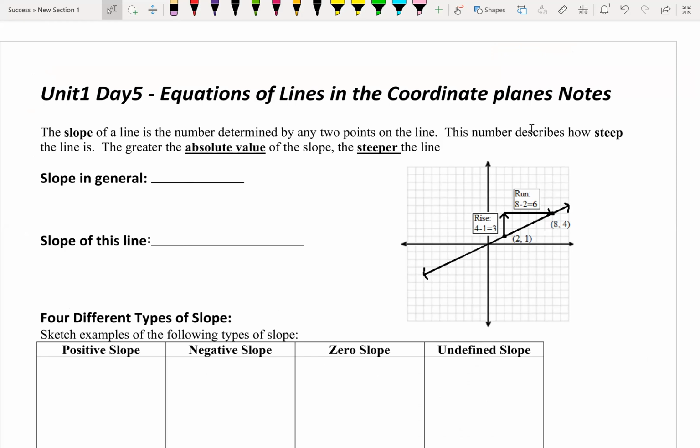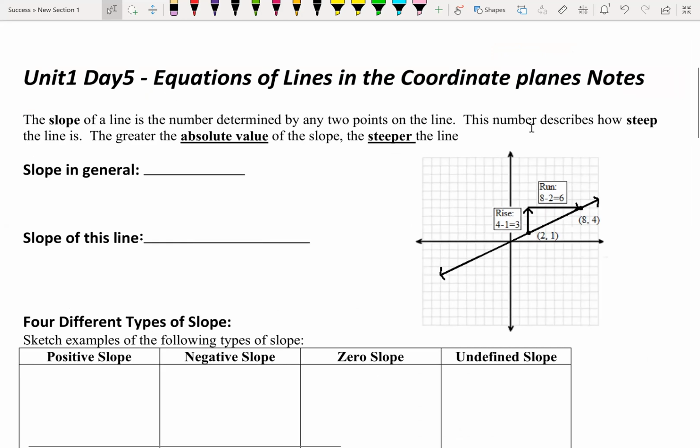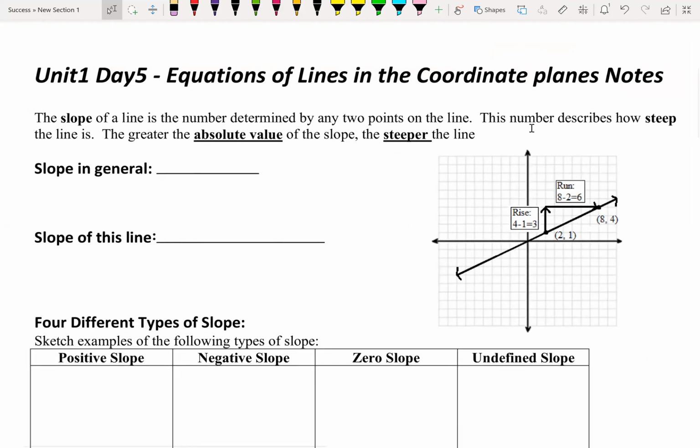So first, let's talk about things that we might already know. The slope. If I'm looking at the slope of a line, it's the number determined by any 2 points on the line. This number describes how steep the line is. The greater the absolute value of the slope, the steeper the line is going to be. So a line that has a slope of 2 is not going to be as steep as a line that has a slope of 5.